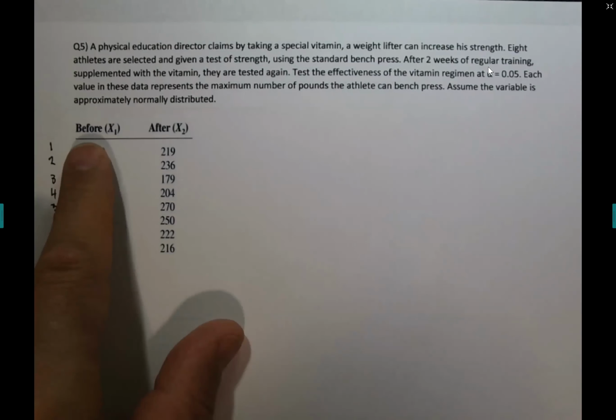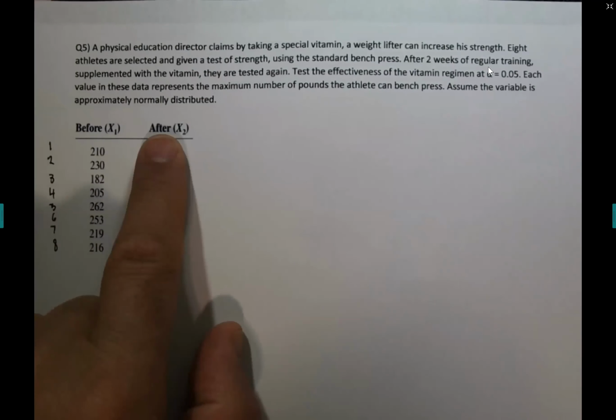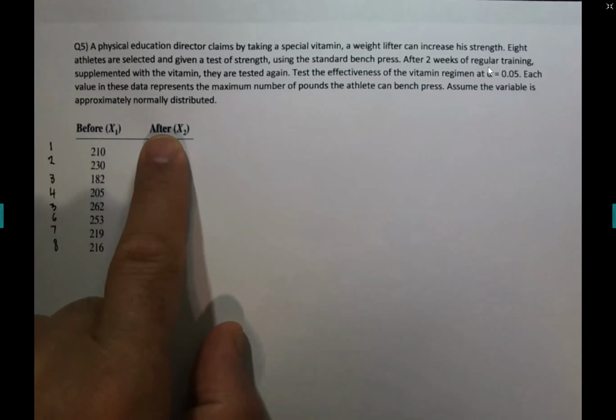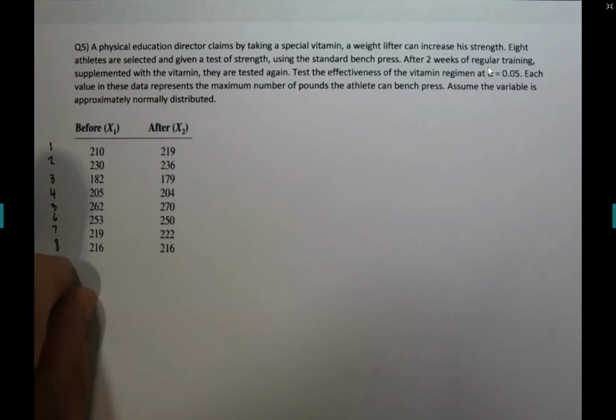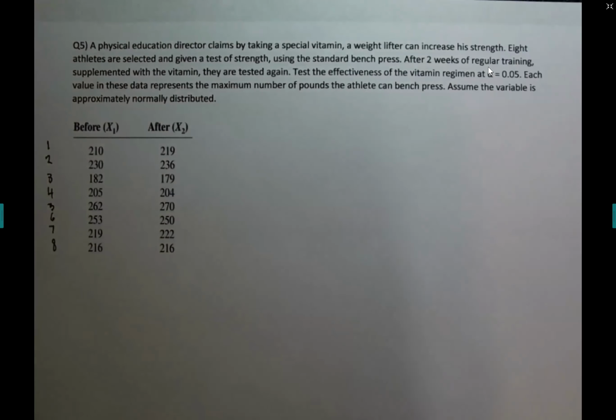So this is before the training, and this is after the training with the vitamins. These are the same athletes, guys, or the same subjects, they don't have to be athletes. Test the effectiveness of the vitamin regimen at alpha equals 0.05. Each value in this data represents the maximum number of pounds the athlete can bench press. Assume that the variable is approximately normally distributed.